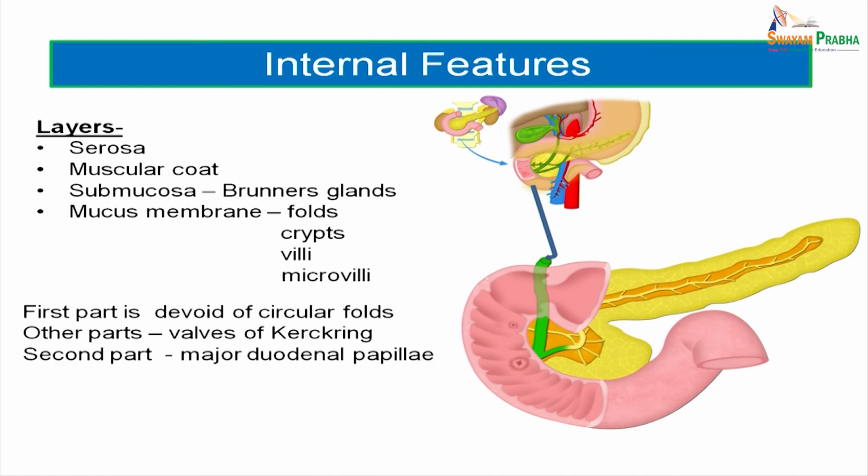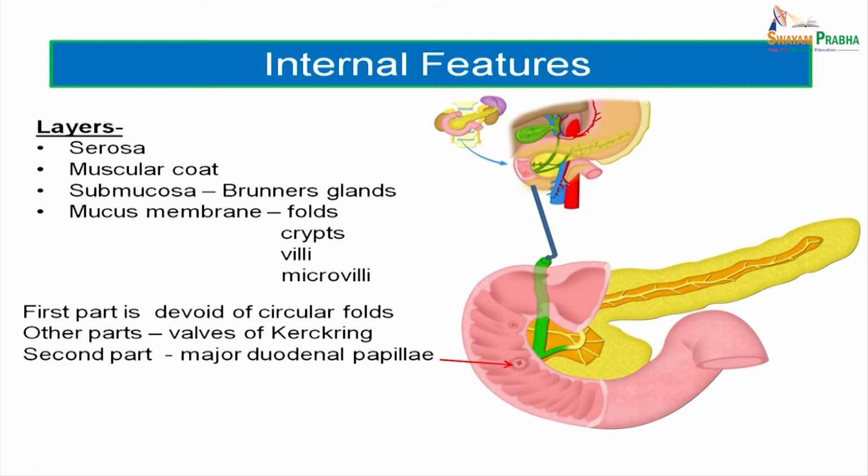The unique feature of the second part is the opening of the major duodenal papilla. That is present about 8 to 10 centimeters distal to the pyloric end.